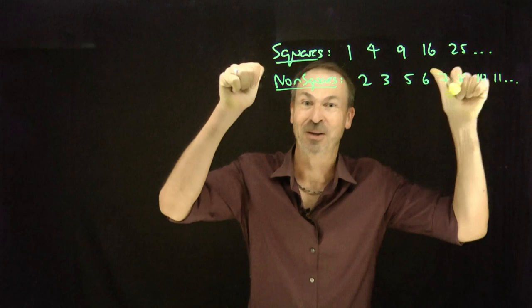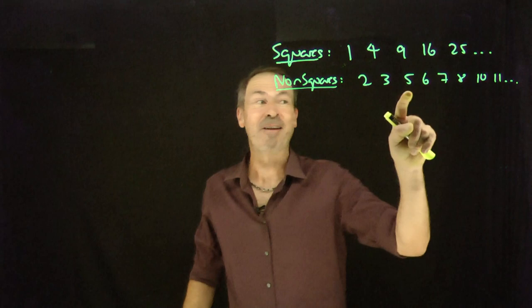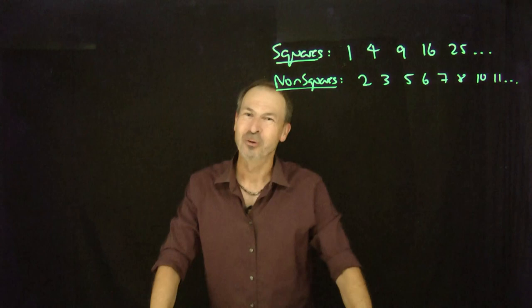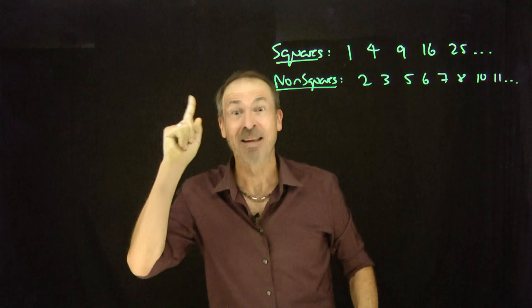Here's the sequence of numbers that are not squares, the non-squares: 2, 3, 5, 6, 7, 8, 10, 11. Is there a formula for those? What's the nth non-square number? Huh, that makes your brain hurt to actually think about. Is there a formula for these things? Well, it turns out there is, and we can find it using the techniques of today. So let's do it, let's do it.